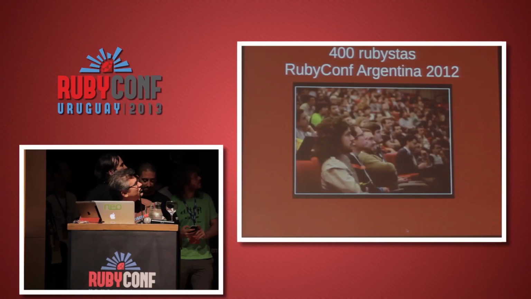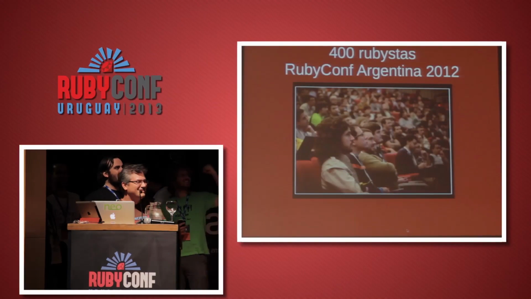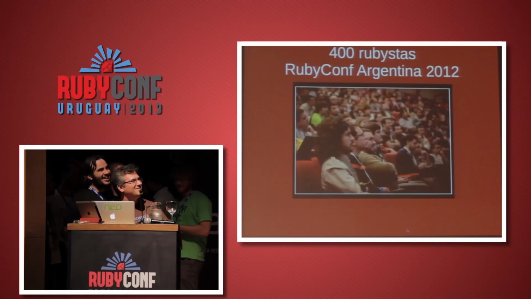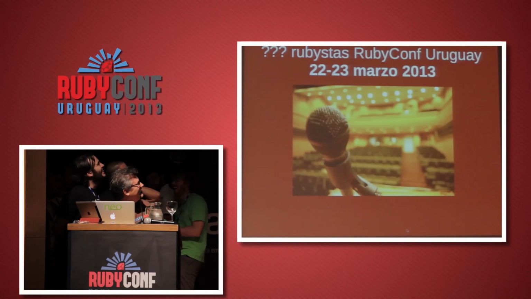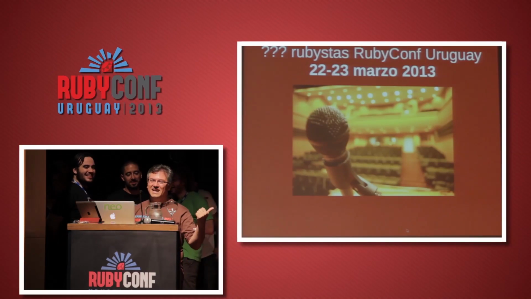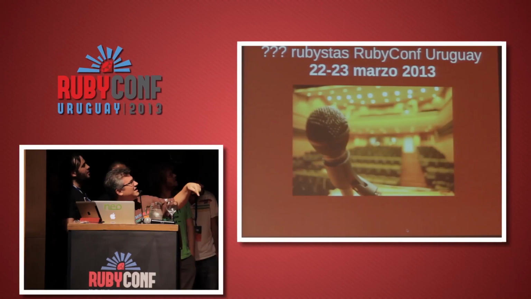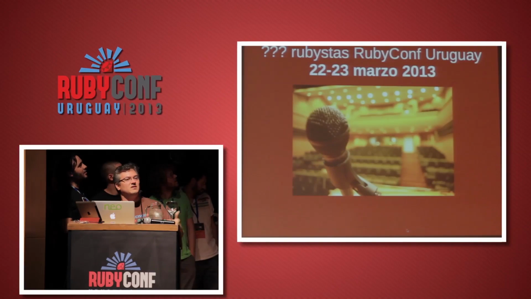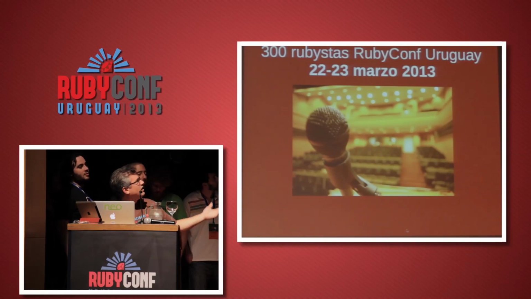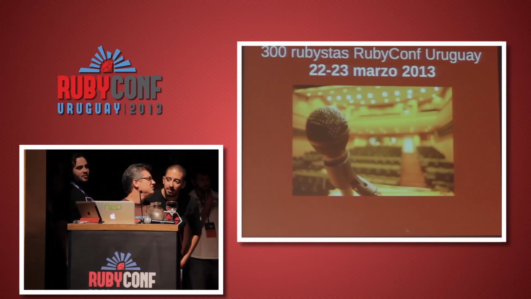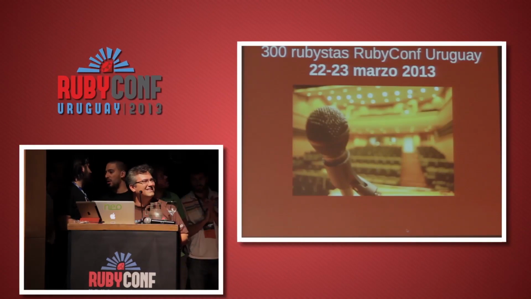2012, Argentina, 400 Rubyists. 430, I'm sorry. Sorry, Argentinians. And this is the talk I gave at that RubyConf Argentina, this very same presentation, and we're inviting everyone to come to Uruguay to the RubyConf this year. I am pleased to say that we're about 300 people here. 320, somebody is telling me.